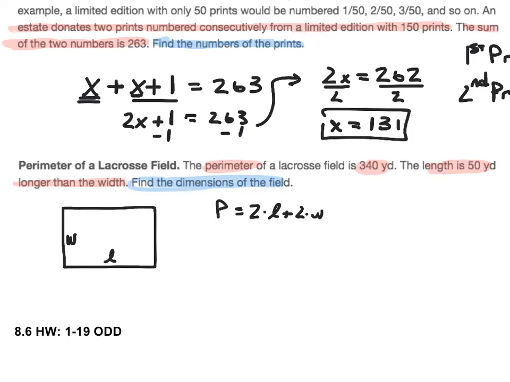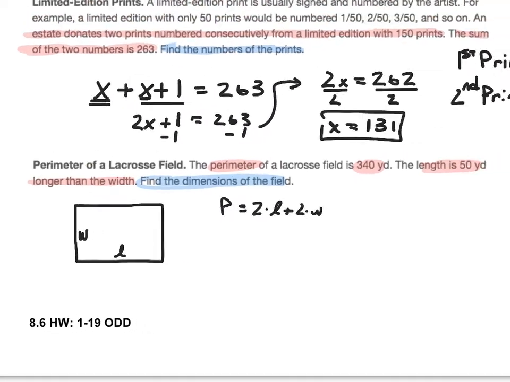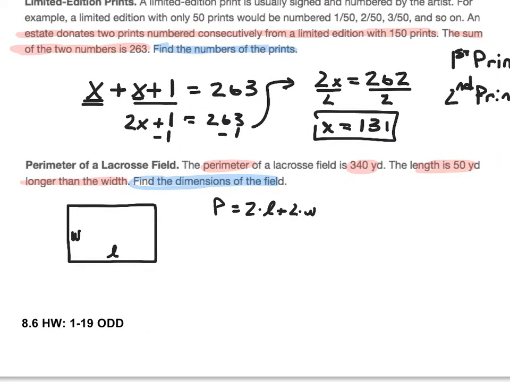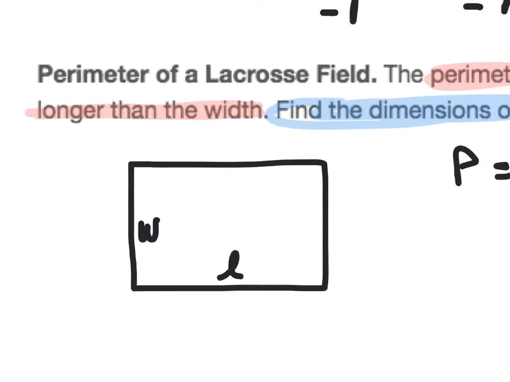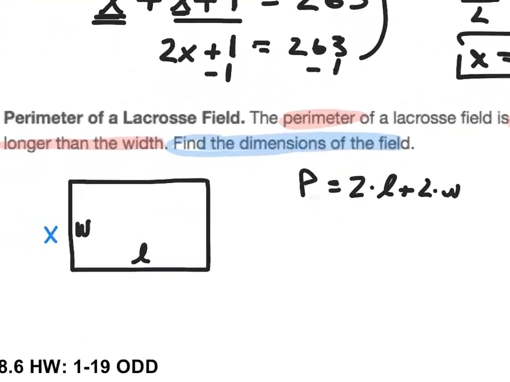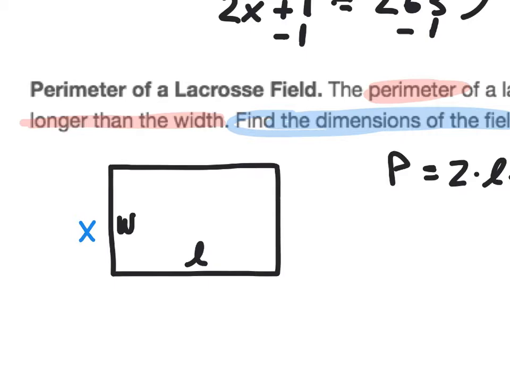Okay, so here's what I know: the length is 50 yards longer than the width. What I don't know is either of them. I don't know what the length is, but I know it's 50 yards longer than the width. So I'm going to call the width just x, and I'm going to label that here as x. And my length is 50 yards longer than the width, so the length is x, and then I'm going to add 50 to that.